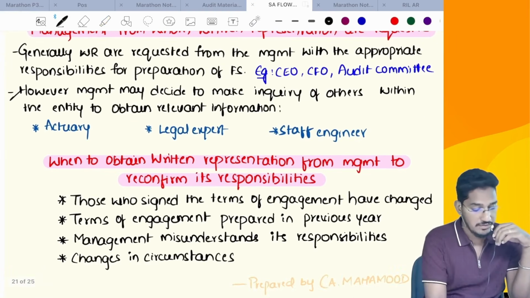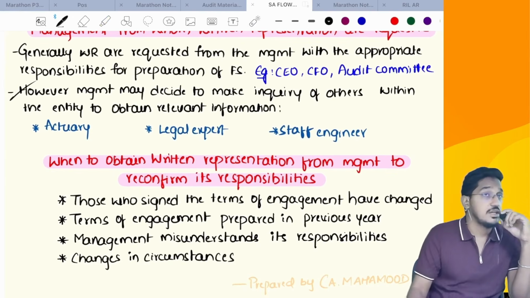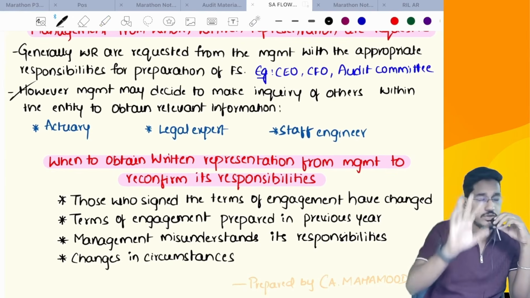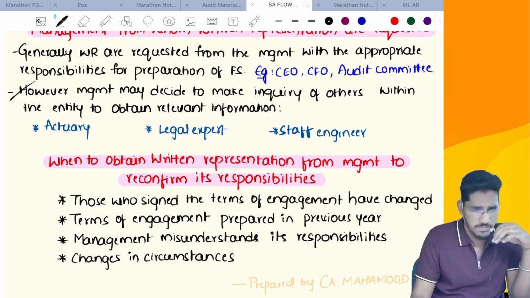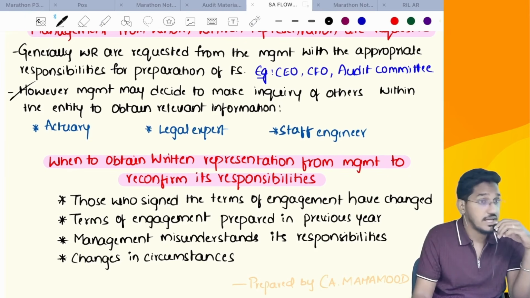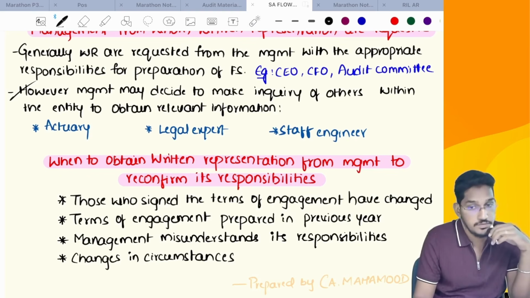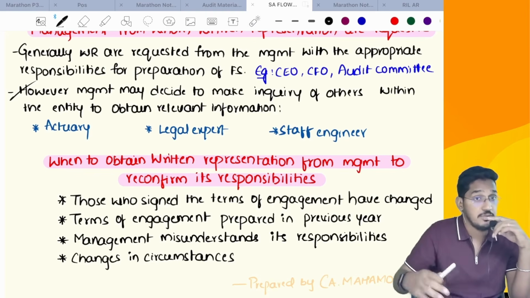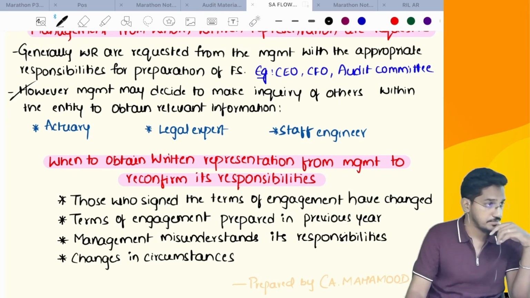Like this also they have asked. In one exam they have asked, so the auditor will ask for representation from the management. Sometimes management will not have the requested information. They will go to the concerned persons in the organization, get the required information and give the written representation to the auditor. Who are those concerned persons with whom management will go and inquire? Examples. Who could be those persons in the organization with whom management will go and consult?